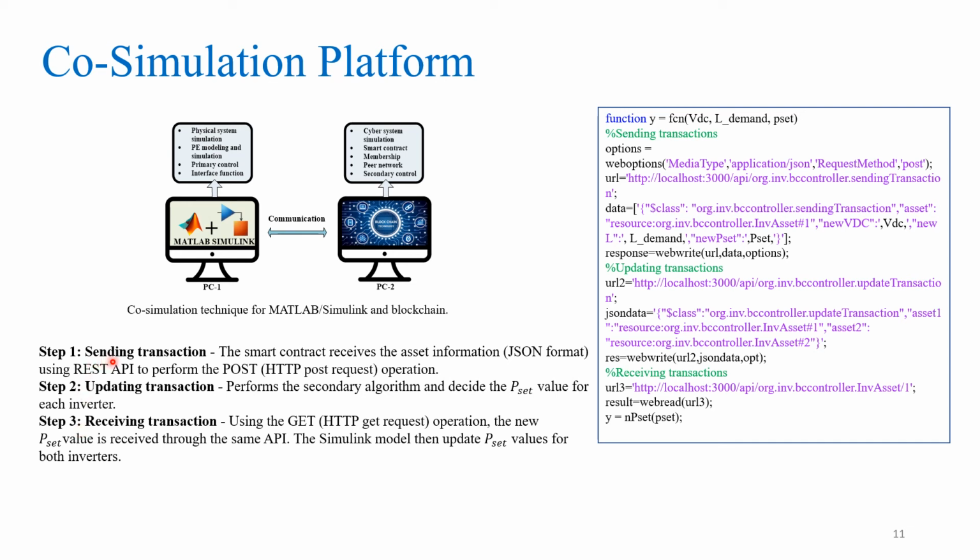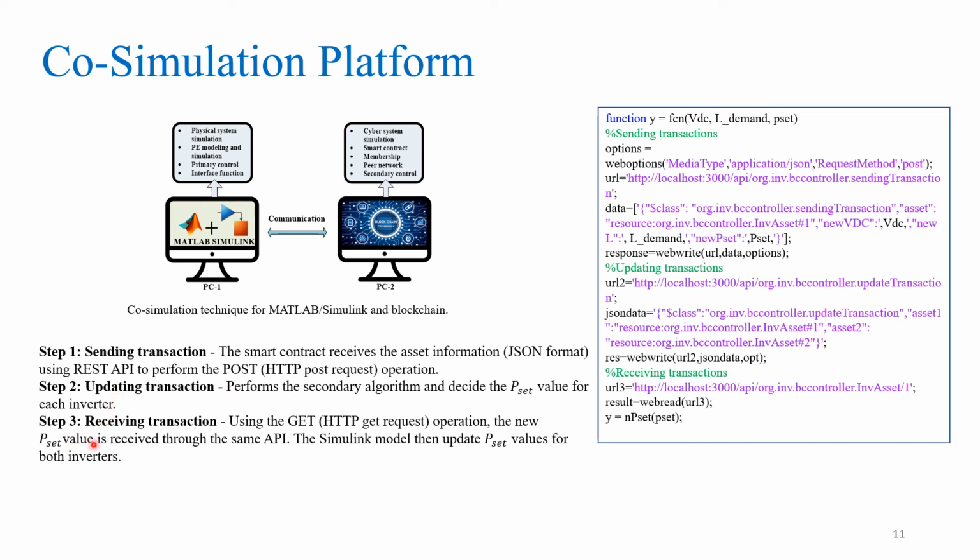In the first step, we applied the sending transactions. In this step, we mainly use the HTTP POST request to post the Pset values, VDC values, and the load demand from the Simulink model to the blockchain network. In the second step, we perform the updating transactions, which is mainly the result of the secondary controller, because in the secondary controller we check three different conditions and define what the updated active power set values will be. This is done in this second step.